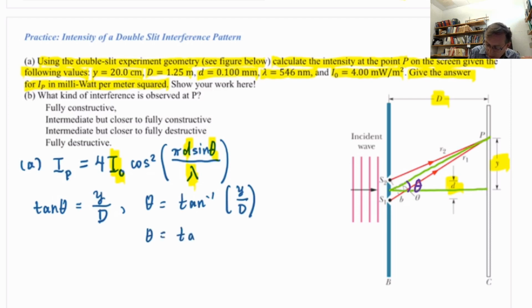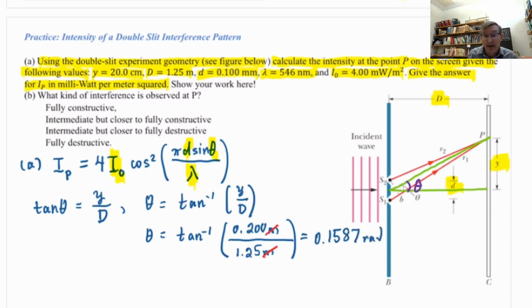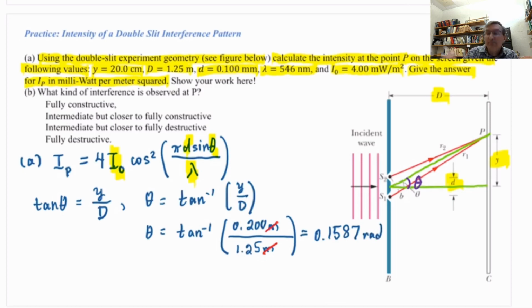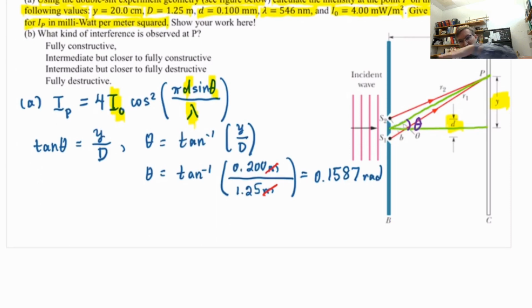Let's plug in the numbers and see what we get for theta. Inverse tangent of y, 20 centimeters, well, 0.200 meters, over big D, 1.25 meters. The meters cancel. Calculator in radian mode, and take the inverse tangent. I'll keep extra sig figs: 0.1587 radians. Okay, we have found the angle theta between the horizontal line across the center and the line to point P.